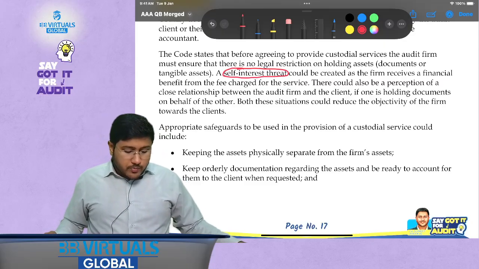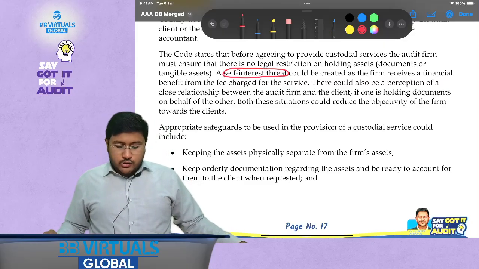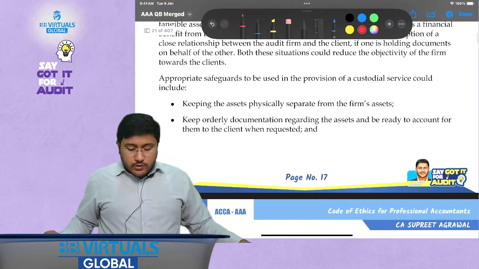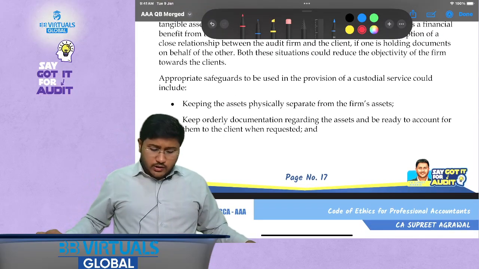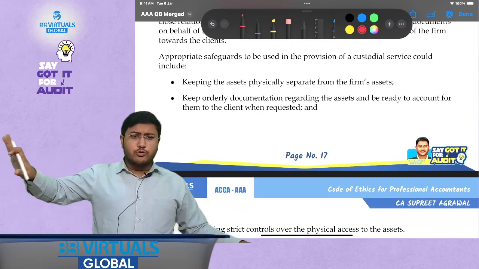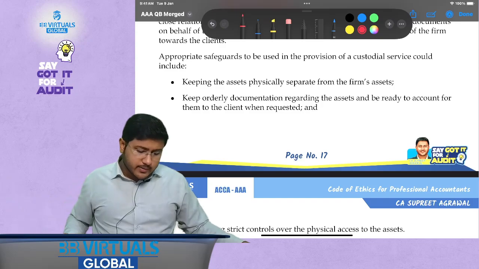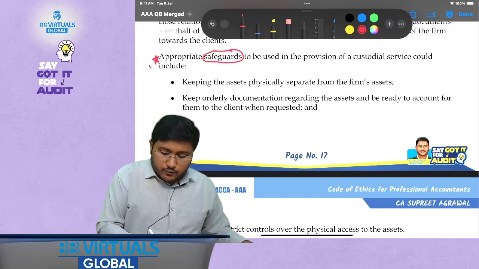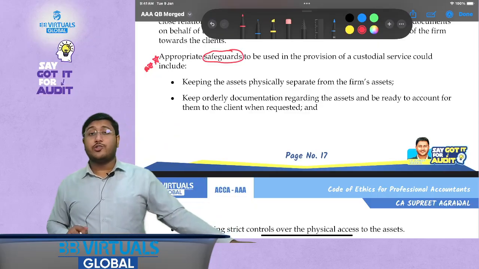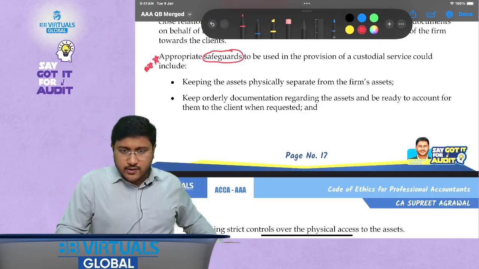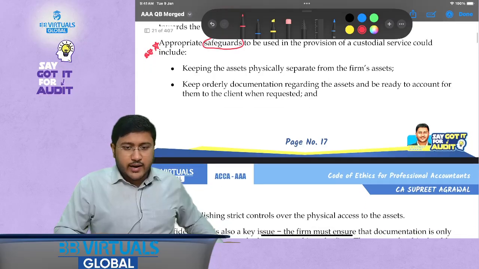If one is holding documents on behalf of the other, both these situations could reduce the objectivity of the firm towards the client. Appropriate safeguards to be used in the provision of a custodial service could include keeping the assets physically separate from the firm's assets. Yes, there could be a separate room, separate space, separate facilities. Keep orderly. So these are safeguards, right? And this is important here, and why I'm saying these safeguards are important is because you might not be able to guess them. Keep orderly documentation regarding the assets and be ready to account for them to the client when requested.